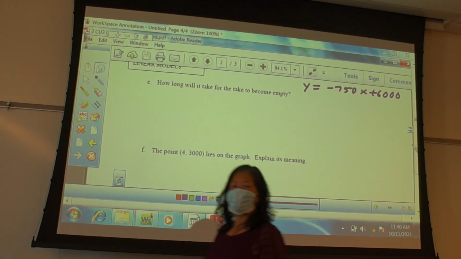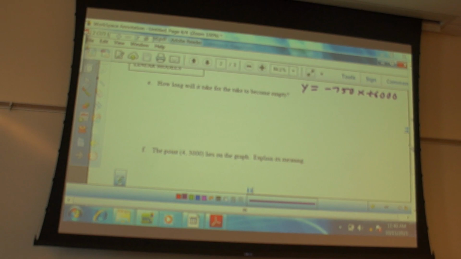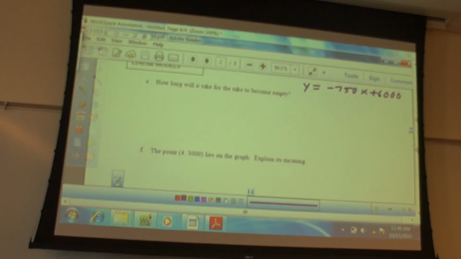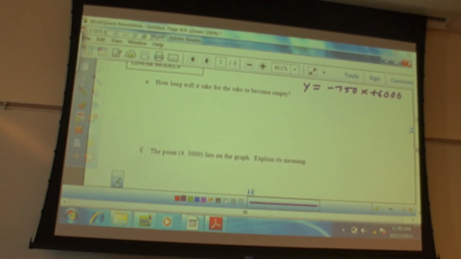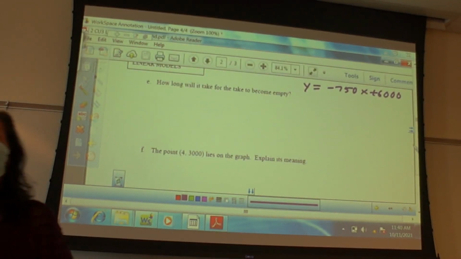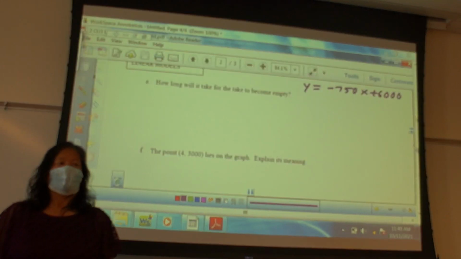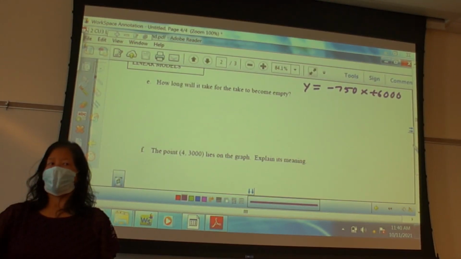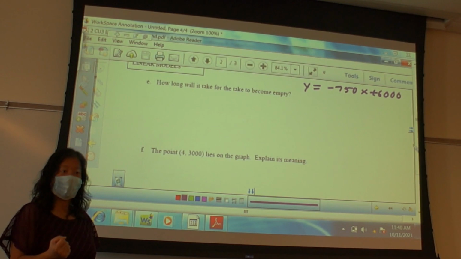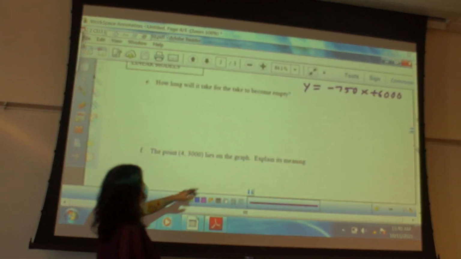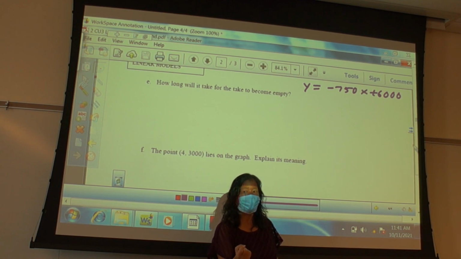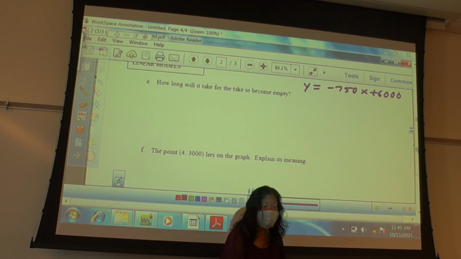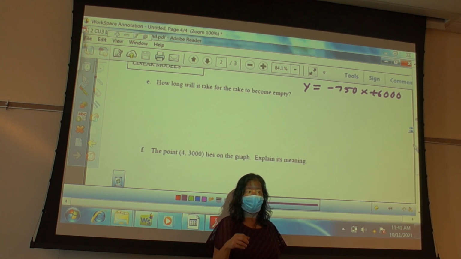Empty means what? Zero. Alex, what's zero when the tank is empty? The amount of gallons that's in the tank. Right, the number of gallons is zero. Gallons is my x or my y? My y. Everybody on board with that? So I want my y to be what? If it's empty, my y is what? Zero. Is everyone on board with this?